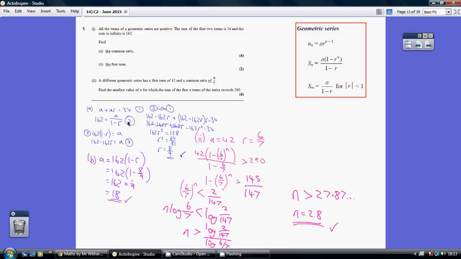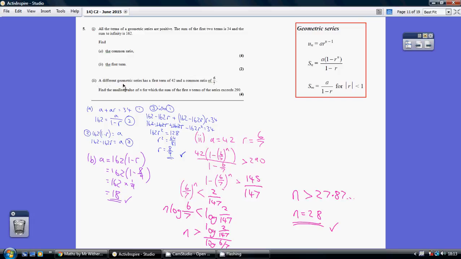And then for part B, where I need to work out the first term, well, that's easy enough. I've just picked up my equation 2, where I know that a equals 162 times 1 minus r. I've just worked out r to be 8 over 9, allowing me to work out a to be 18.